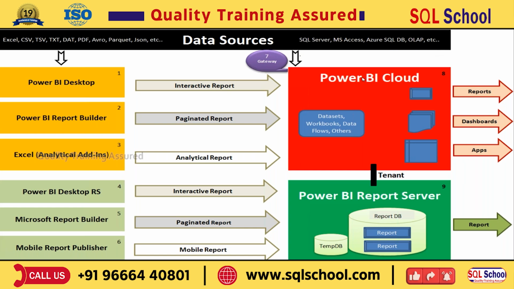Here you see 1 to 6, various design tools helping us to design different types of reports to meet the customer requirements. Number 7 is called gateway, for data refresh activities. From there we have cloud and report server. Cloud is remote storage, and report server: your company's data center can host the report server locally in their network, non-cloud.